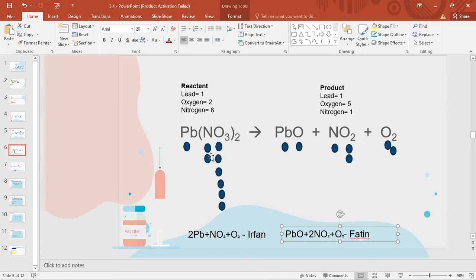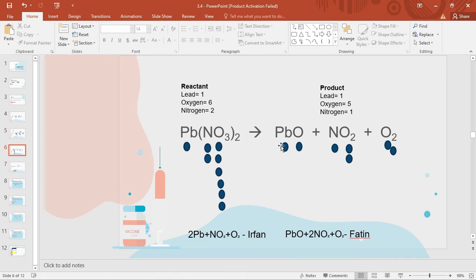At nitrogen we got 6. Nice. Nitrogen here we got 1. At oxygen we got 6 because O3 bracket 2, 3 times 2, 6. Okay, until here everyone can get.